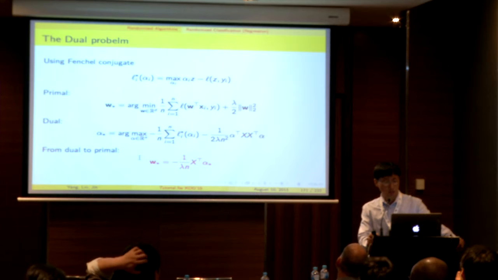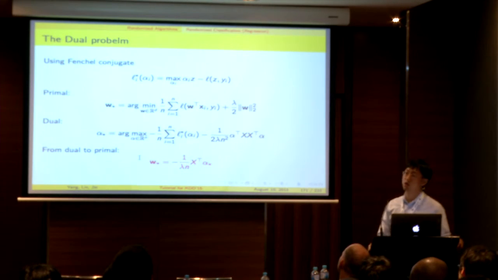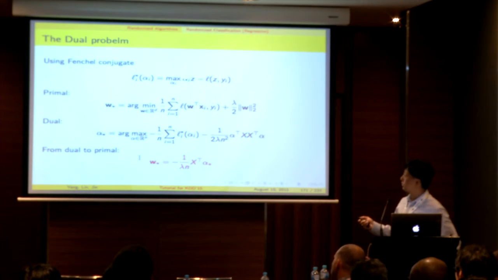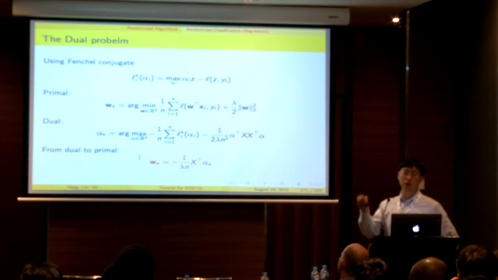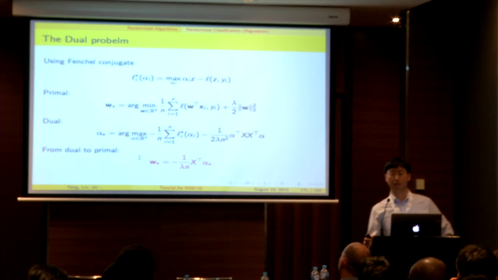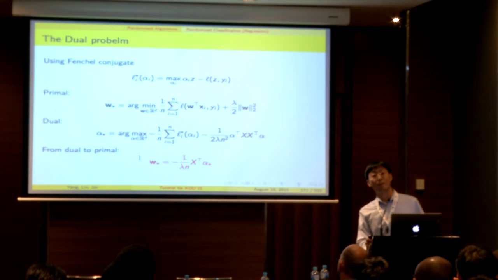As Qihang talked about in the second part, using the convex conjugate, we can turn a primal problem into a dual problem. This is the convex conjugate definition, and this is the primal problem. We can change this into a dual problem, which is defined over the dual variables. For each example, there is a corresponding dual variable alpha i. And this is a quadratic term, X times X transpose, which is actually the Gram matrix mentioned in the literature.